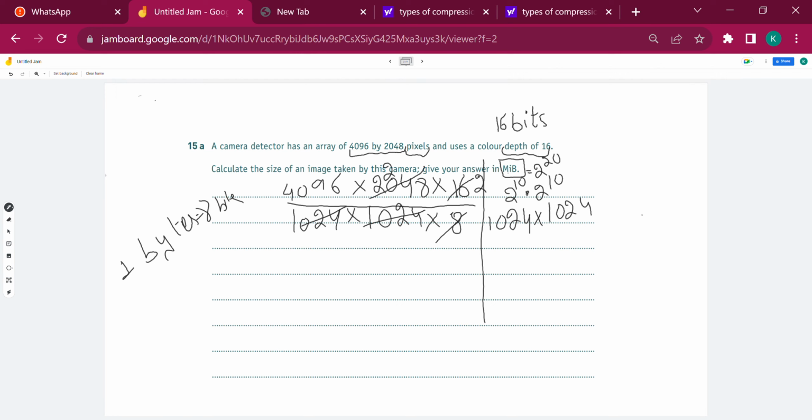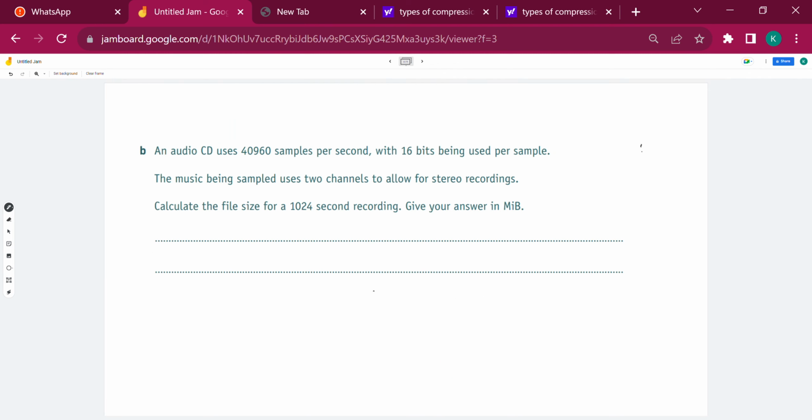And this is your 4. So 4 twos are 8, 8 twos are 16. So the answer of this question is 16 mebibytes. Very easy. So let's proceed further. Here we had been given an audio CD and samples per second. We know that whenever we are calculating sampling rate, we calculate it in the form of samples per second. So samples per second we have is 40960.